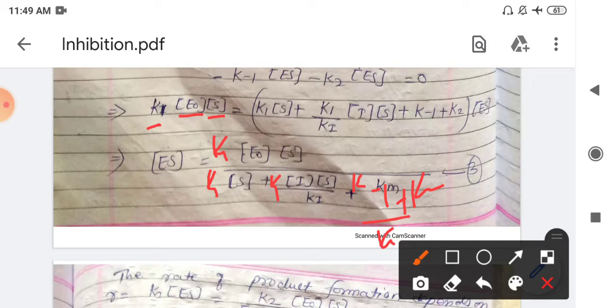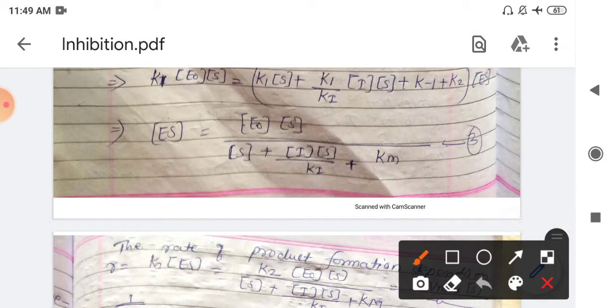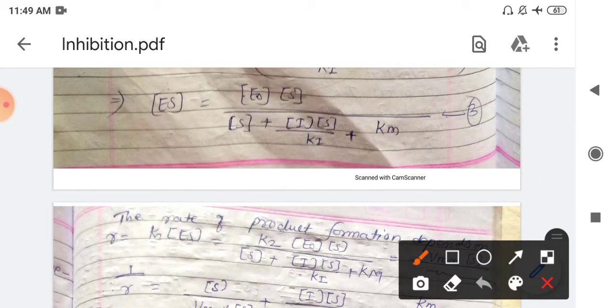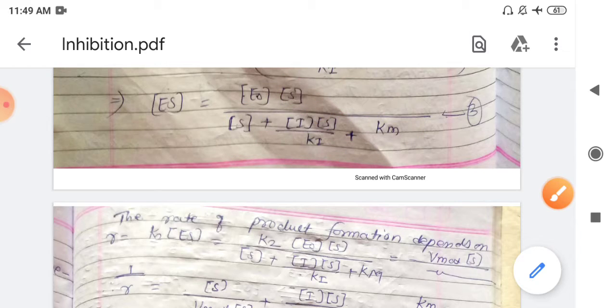In the next step, we simply divided the whole equation by K1, so that K1 gets cancelled from all the terms, and for the term K minus 1 plus K2 upon K1 we have represented a new constant, that is the Michaelis-Menten constant, Km. So overall we can see in the equation E0 S over S plus I S upon Ki plus Km. All of these terms, the dissociation constant Ki as well as the Michaelis-Menten constant, are known to us. So this equation can be used for the rate law that we are going to see.